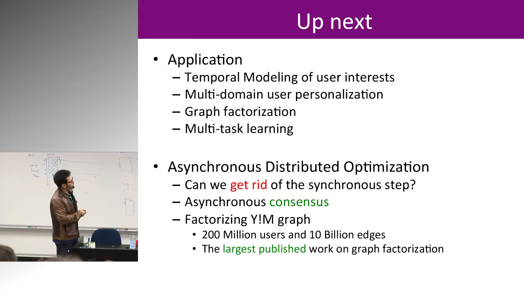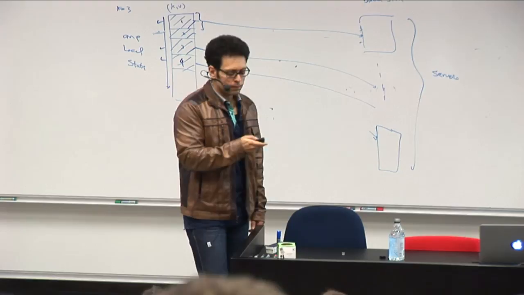This is what we'll cover in the next part. We'll cover some temporal models of user interest, some multi-domain user personalization, and, if time permits, some computational advertising and multi-task learning and how you can scale these things. And as I said, we'll try to see if we can actually get rid of this synchronization step in some of these models. Okay, any questions before we take a break?